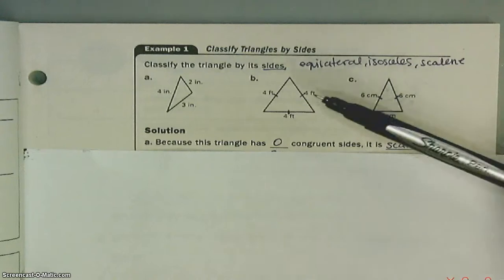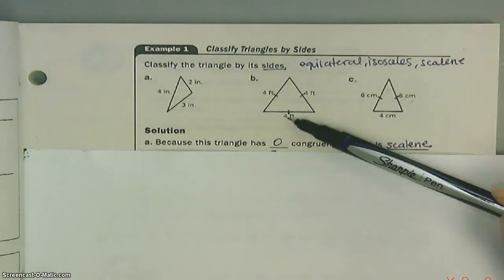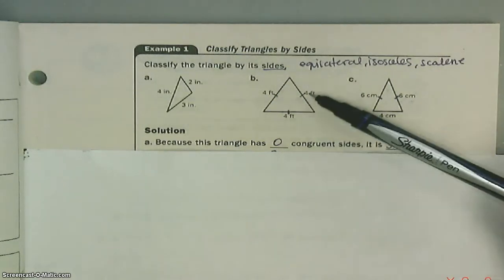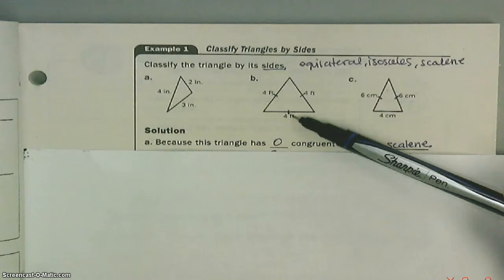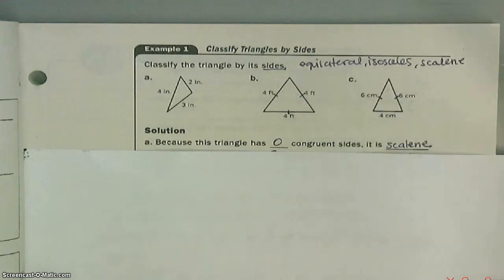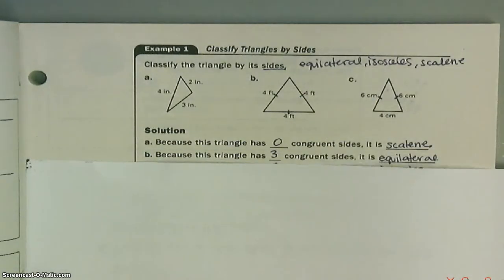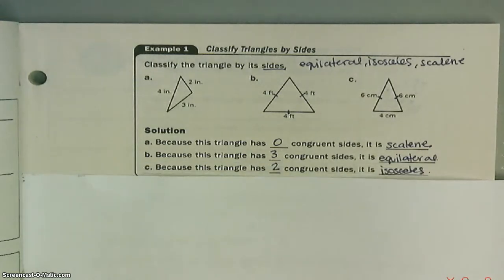Letter B, all three sides of 4 feet are the same. And if three sides are the same, that's called equilateral. Three congruent sides is equilateral. And in letter C, we have two sides the same. If two sides are the same, that is isosceles.